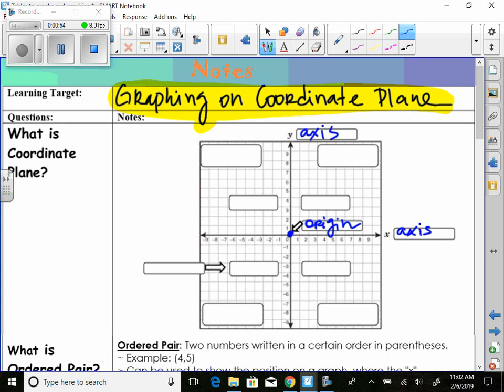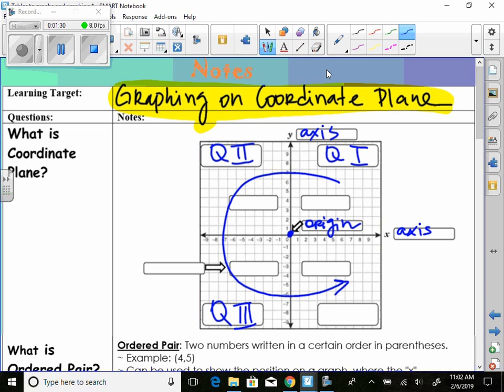Okay. So when these two number lines or axes intersect, they create four parts, and they are called quadrants. So quadrant number one is your upper right quadrant, okay? And if you draw a C through your coordinate plane and go counterclockwise, so if you follow along the C, you will come across quadrant number two in the upper left corner. As you keep following it, you will come across quadrant number three, bottom left corner, and then quadrant number four.